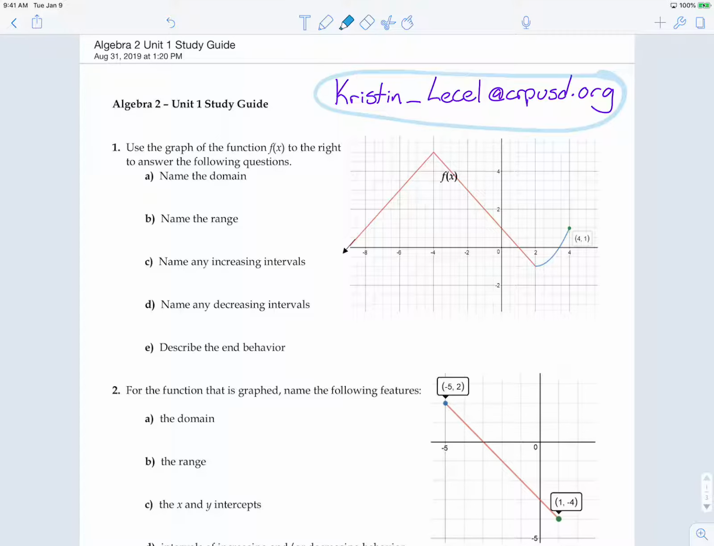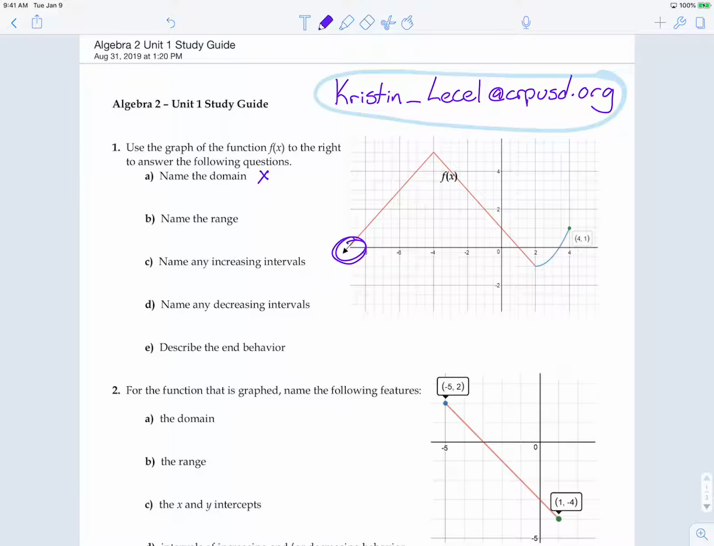Okay, so the study guide. I'm going to go over the study guide and go over a couple of problems. So feel free to fast forward if there's stuff you know, watch it again, what have you. So we have our graph on the right-hand side, f of x. So the first thing we're going to name is the domain. Remember that the domain is the x value. So how far to the left and how far to the right does this go?